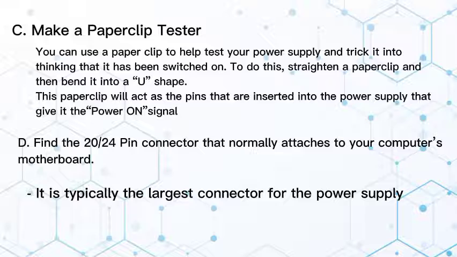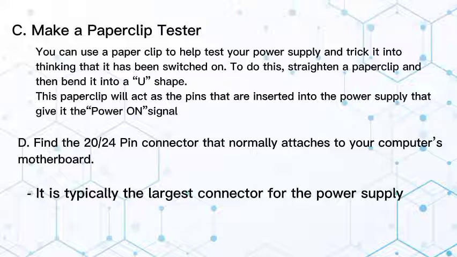Then make a paperclip tester. You can use a paperclip to test your power supply and trick it into thinking that it has been switched on. To do this, straighten a paperclip and then bend it into a U shape. This paperclip will act as the pins that are inserted into the power supply that give it the power on signal.